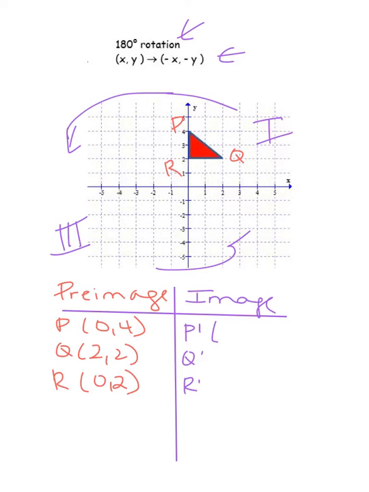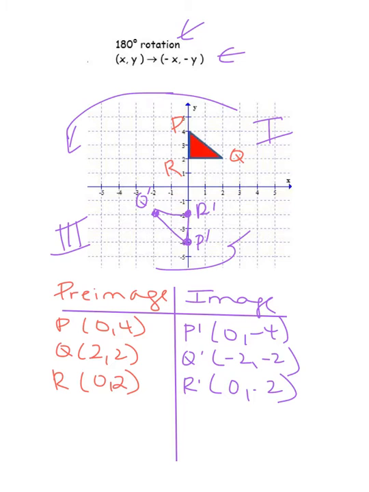So let's look at P prime. That stays 0, -4. Q becomes -2 and -2 when I multiply -1 by both the x and the y. And my R prime is going to be 0, -2. So let's plot the points. So I have 0, -4 will be here. That's P prime. Q is going to be -2, -2. That's Q prime. And then R prime is going to be 0, -2 here. And that will be my R prime. Now when I connect my points, there's my new image that has been rotated 180 degrees.